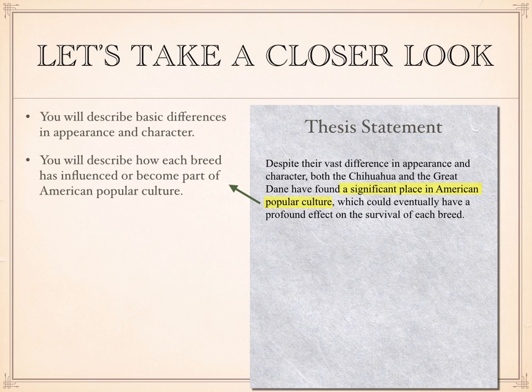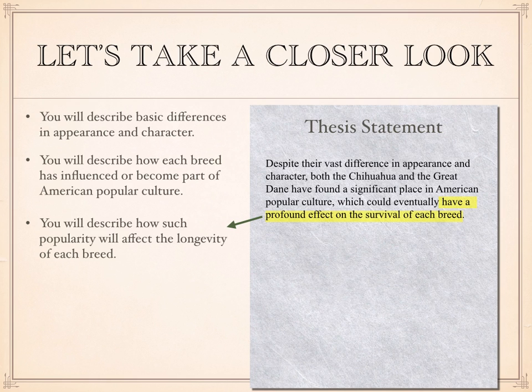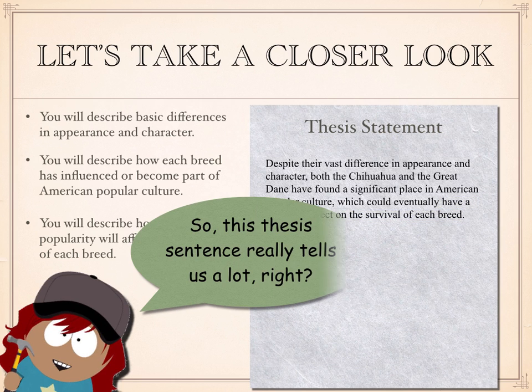This part of the sentence suggests that you're going to describe how each breed has influenced or become part of American popular culture. And this part of the sentence tells us you will describe how their popularity or place in American culture could affect the future of each breed. So this thesis sentence says quite a lot, but it doesn't sound like an outline like the last one did. But here's a caution.